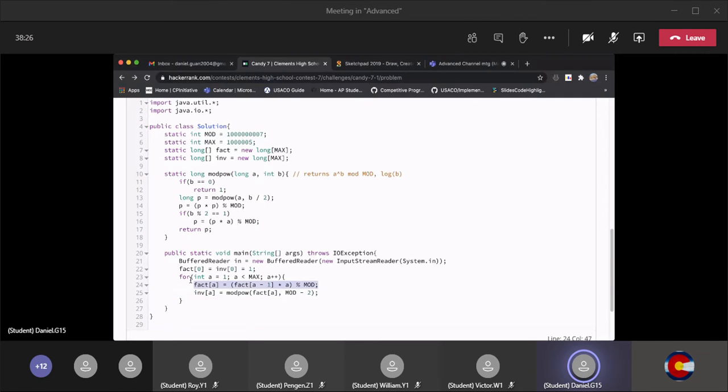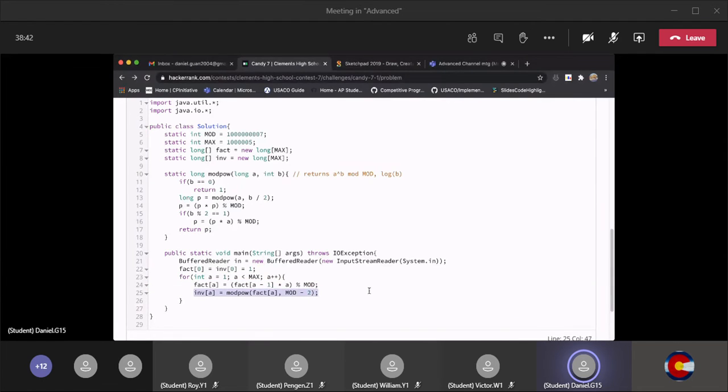So the factorial, this part is pretty obvious. You just multiply by the number. And this represents a minus 1 factorial. So obviously a factorial equals a minus 1 factorial times a. So this part should be obvious.